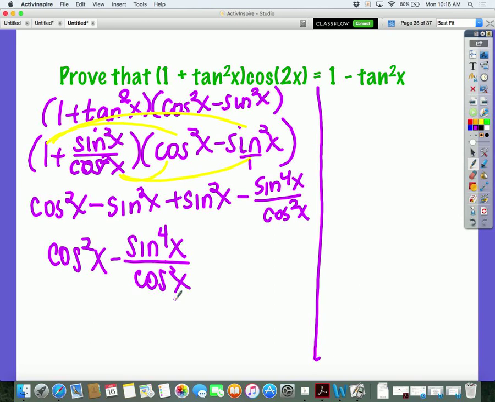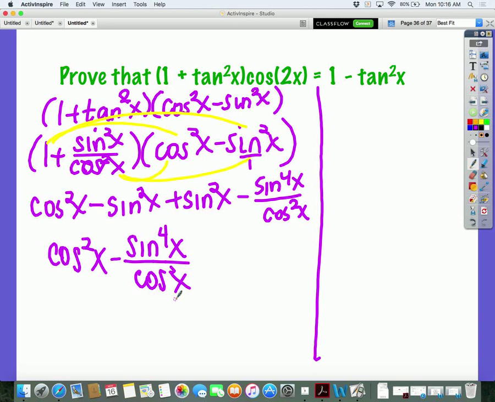What do you think we can do here? Could we pull out the sine squared from that fraction somehow? Also, can we incorporate tangent again and make cosine squared x minus tangent squared x? Oh, is that what they're saying? If we get cosine squared x minus sine squared x, can we get that to equal 1?